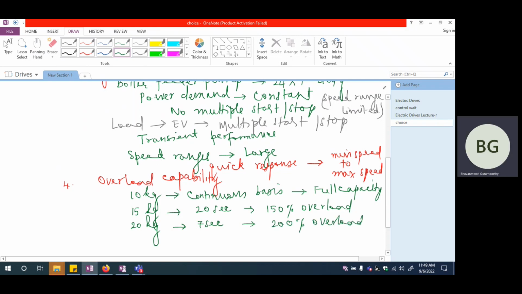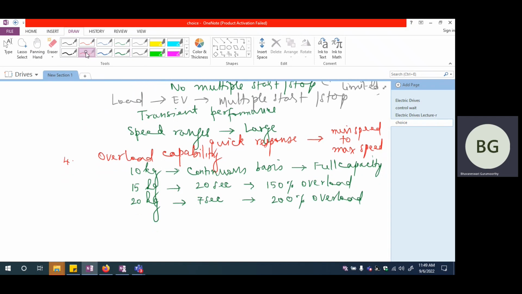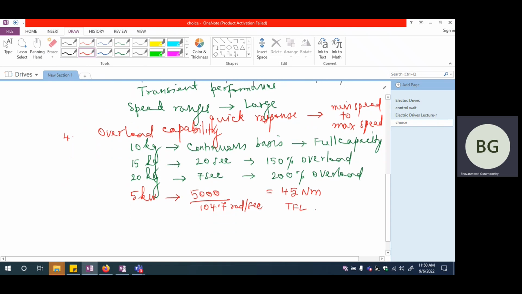So similarly, if a particular motor is rated for, let us say, 5 kilowatt, it may be able to deliver 5 kilowatt. I can say probably it is something like 5,000 divided by, if it is a normal speed of 1000 RPM or so, roughly I'm going to divide it by 104.7 radians per second. So this is going to give me approximately 50. So I can say approximately 45 or 50 Newton meter torque. So normal torque is going to be 45 or 50 Newton meter at 1000 RPM speed.